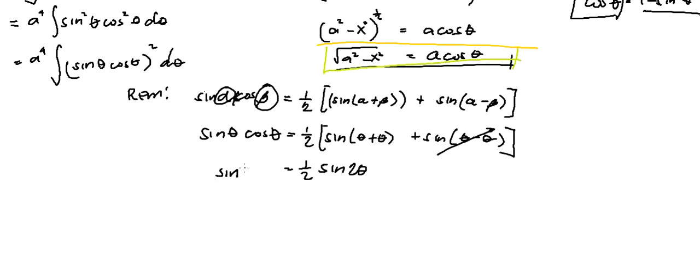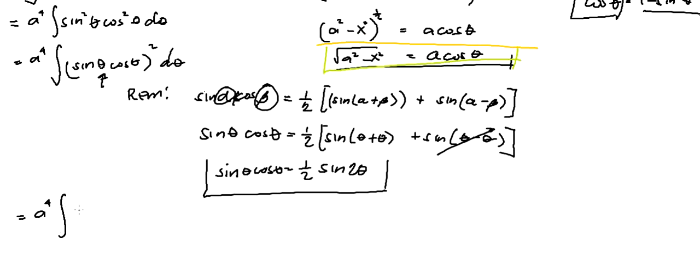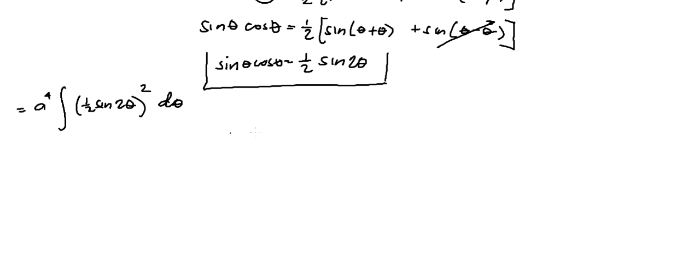Then since we know the fact that sine theta cosine theta is equal to 1/2 sine 2 theta, then we can replace this one with 1/2 sine 2 theta. So we have a to the 4 integral of 1/2 sine 2 theta, but it is raised to 2 d theta. So let's further simplify this by raising both constant and sine 2 theta to 2.